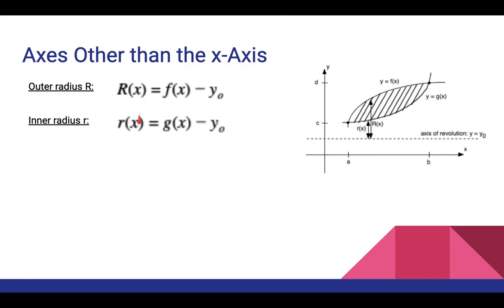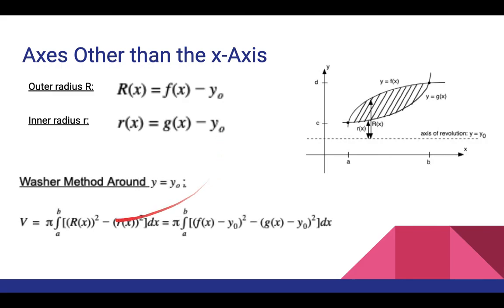Similarly, okay, our inner radius now, instead of being g of x, okay, if we look right here, our inner radius, again, is typically g of x, the height from our function g to the x-axis, but now this time, we're not going all the way from g to the x-axis, we're going from g to y naught. So in this case, we're going to subtract y naught off g of x to get our inner radius. So our inner radius in this case is g of x minus y naught. So our outer radius is going to be our outer function minus y naught, our axis of revolution, whereas our inner radius is going to be our inner function minus y naught in this case. Again, when we're revolving around axes other than the x-axis.